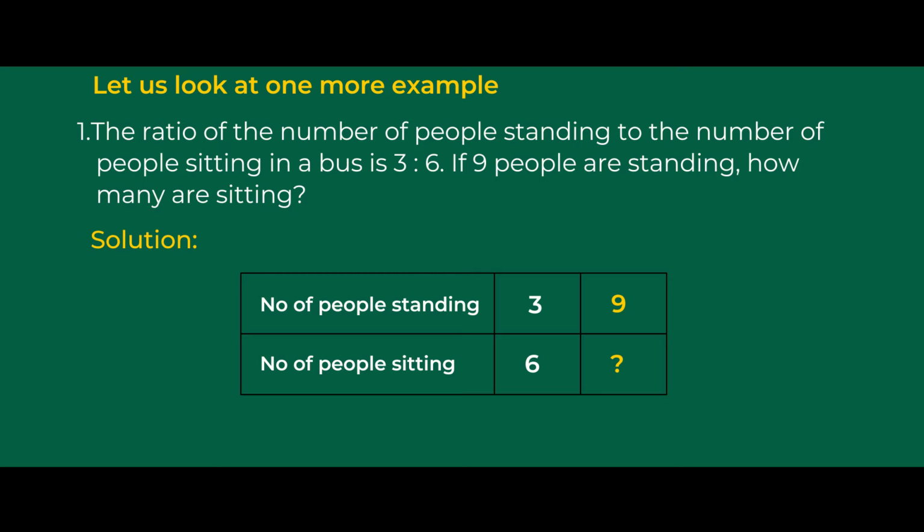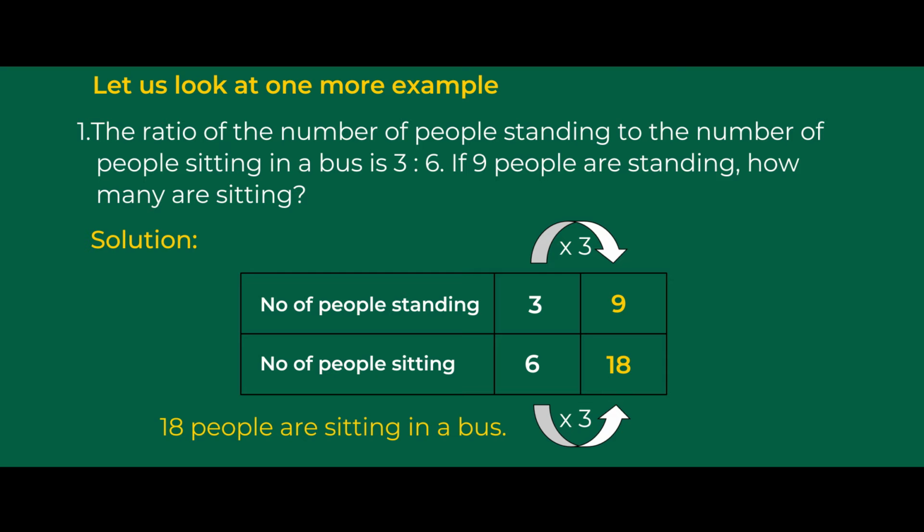Now we got 9 people standing. So 3 how many times is 9? Yes, 3 times 3 is 9. Then again we have to multiply 6 times 3, that is 18. So how many people are sitting in a bus? Yes, 18 people are sitting in a bus. Very good children, you all are doing a great job.